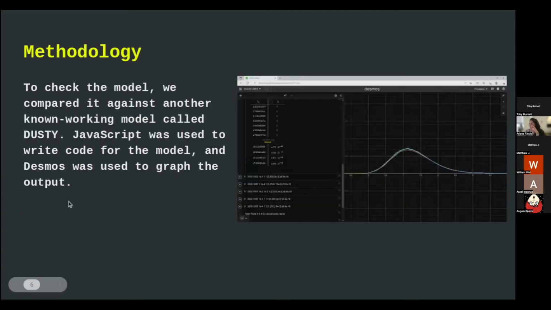To check the model, we compared it against another known working model called Dusty. JavaScript was used to write code for this new model, and Desmos was used to graph the output.